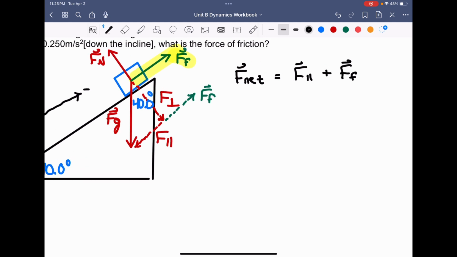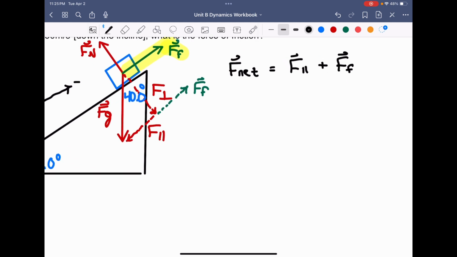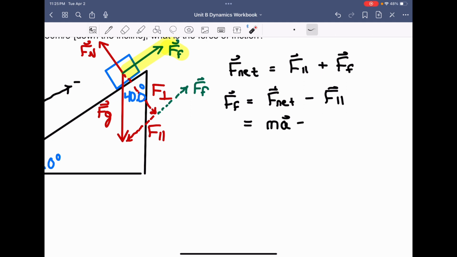Now, we're going to isolate for FF here. To isolate for FF, we're going to say FF, or the force of friction, is equal to the F net minus F parallel. Okay, perfect. Now we're going to expand this out a little bit. So our F net will be equal to mass times acceleration minus our F parallel. Well, this is going to be in the opposite over hypotenuse position. So again, we're going to use the sine ratio. This is going to be FG sine theta.